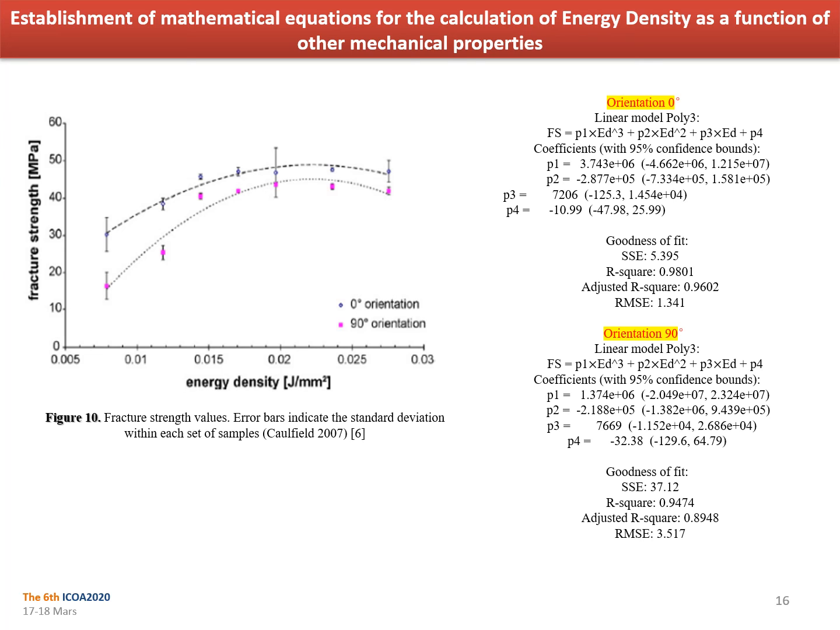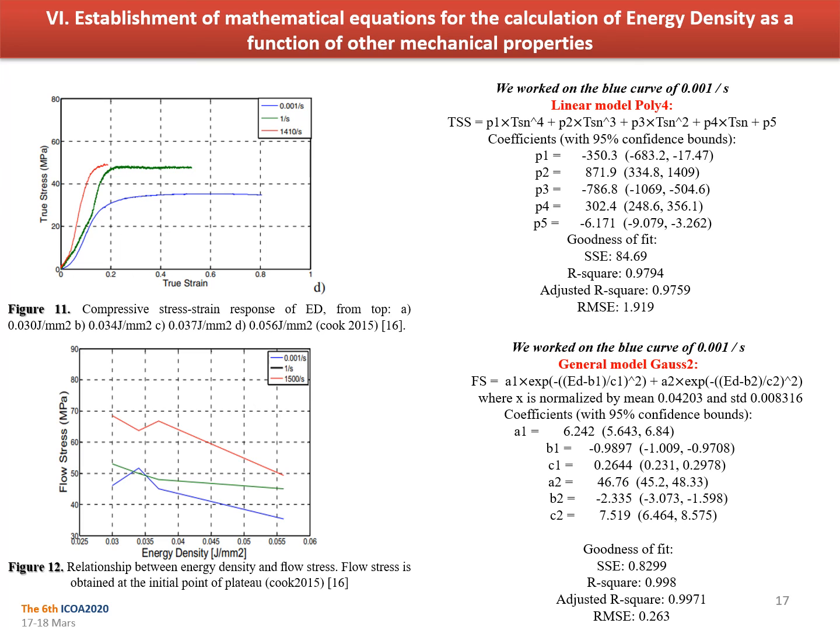Here we have done the same thing in figure 10, which shows the fracture strain values of the work of Garfield in 27. Here we try to find the relationship equation between the energy density and stress strain, and between the energy density and flow stress. These two figures are from the experimental work of the author Cook in 2015, and we have used the linear model method.